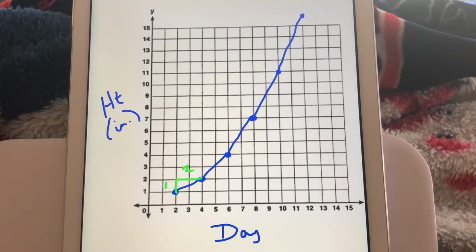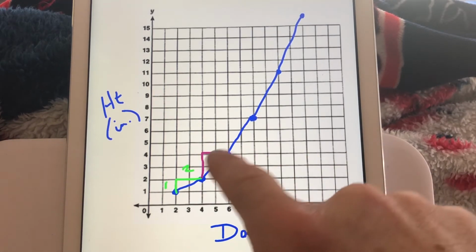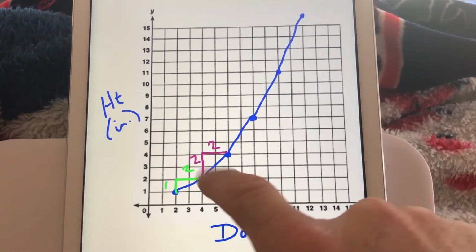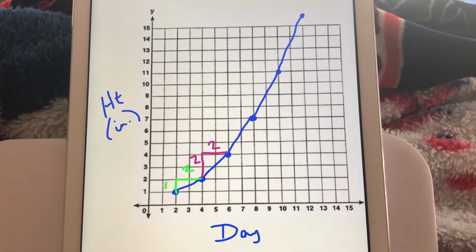Now let's go from day 4 to day 6, okay? So we want to draw our triangle, all right? This vertical change here was 2 units, or 2 inches. This horizontal change was 2 days, okay? So we've got 2 and 2. So it's going to be the ratio here of vertical change to horizontal change, okay? So 2 over 2 is 1. So from day 4 to day 6, this plant grew at an average rate of change of 1 inch per day.